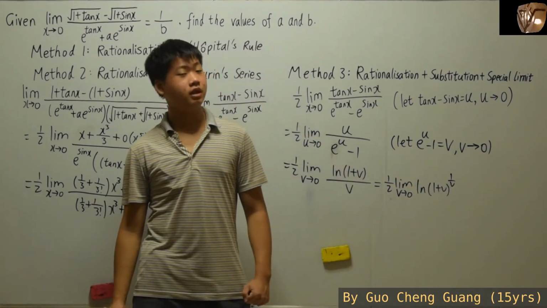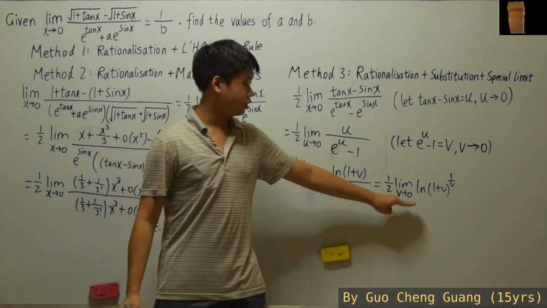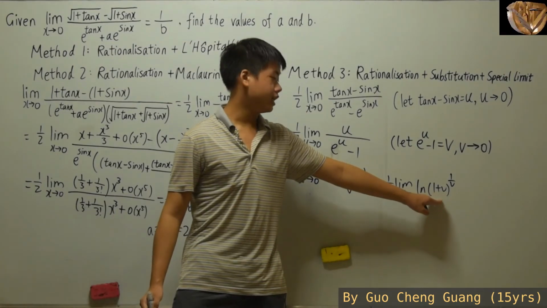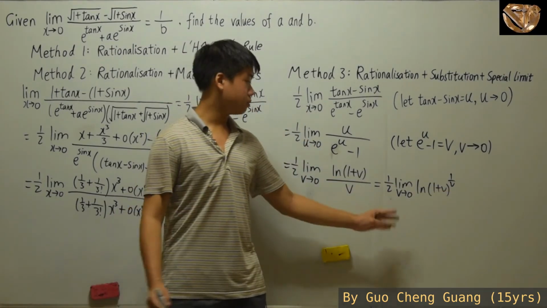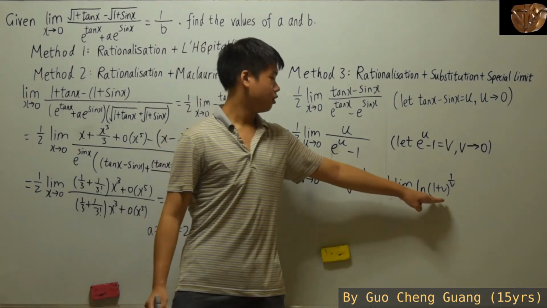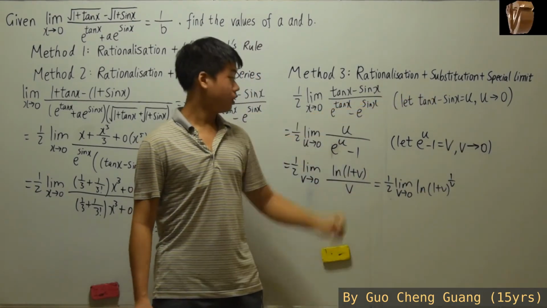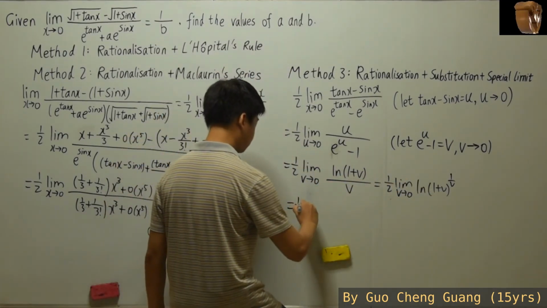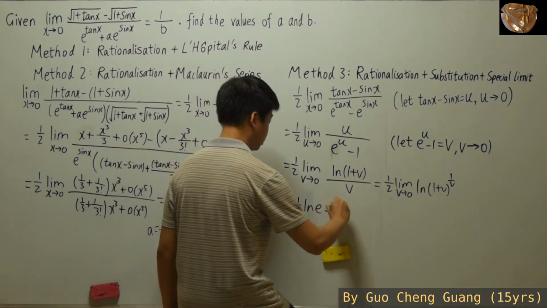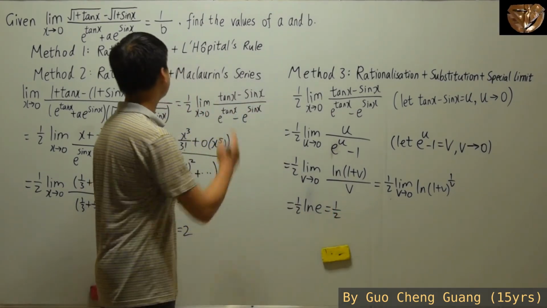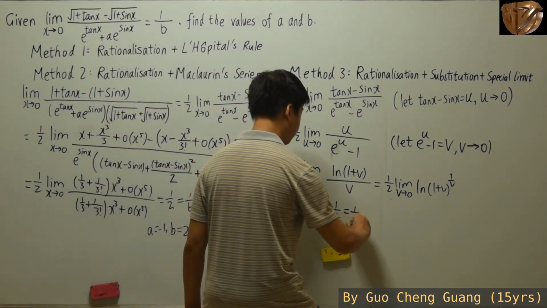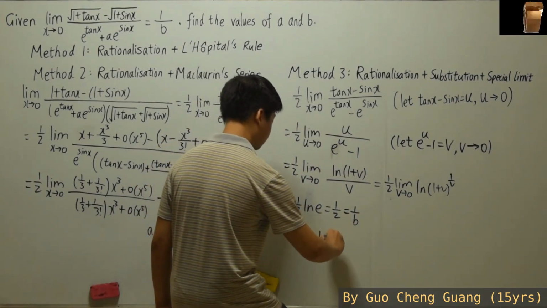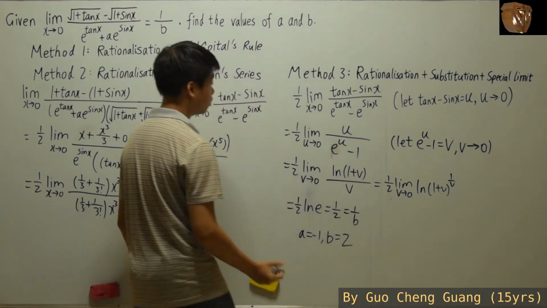Do you recognize anything familiar from here? V approaches 0, you're going to have a 1, but then you have a power of infinity. So what's so special about here? This here will be where you use the special limit. Since you already have the form of the special limit, you're going to have half ln e, which will just give half. And since in the question we're given that this is equal to 1 over b, once again a is equal to negative 1, b is equal to 2, alright?